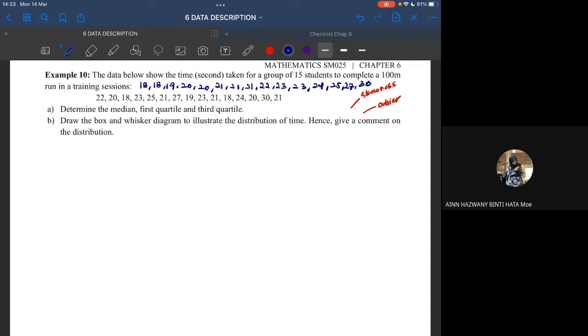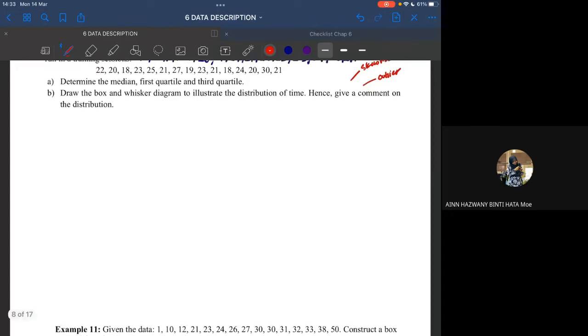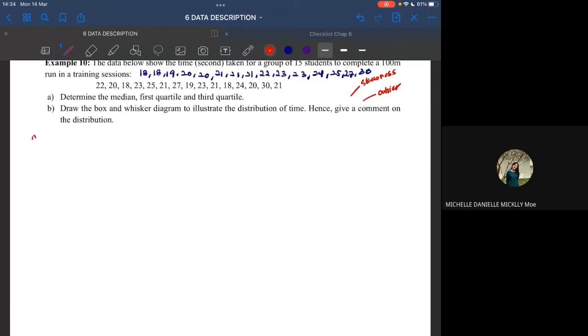Dah? Sudah ke? Sudah, Miss. Okay. So let's do minimum, 18. Maximum, 30. Nampak ke saya tulis? Kenapa saya tulis kecil sangat ni? 30. Nampak juga, Miss. Okay. Maximum 30. Q1, 20. Saya tulis jawapan je eh. Saya harap semua orang tahu macam mana nak kira. Boleh ke? Boleh, Miss.